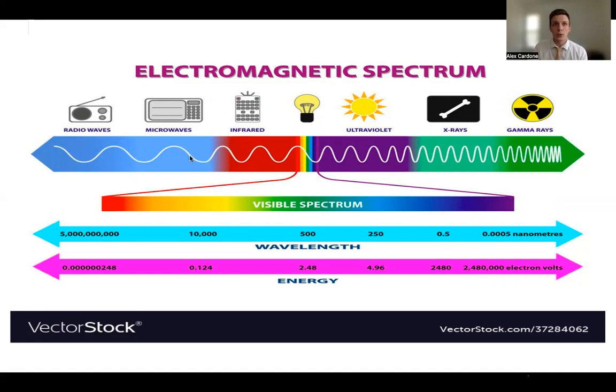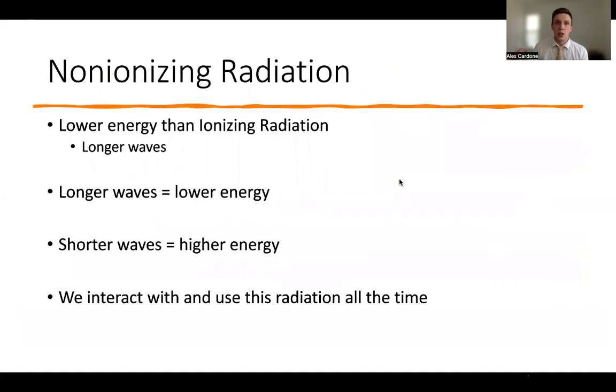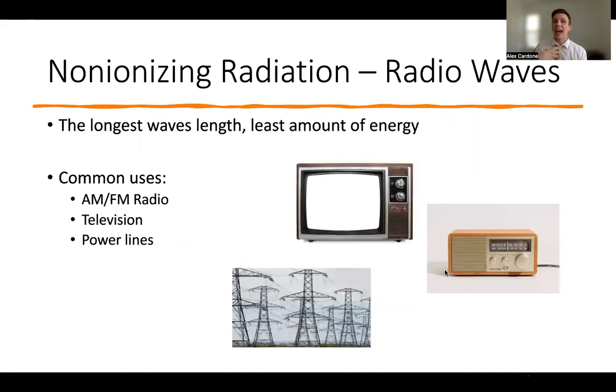So now what we're going to do is focus on the left side of X-rays and look at the non-ionizing radiation. Non-ionizing radiation is lower energy than ionizing radiation because it has longer waves. So again, longer waves means lower energy. Shorter waves means higher energy. We interact with and use this radiation all of the time. So let's go into some of those to better understand how.